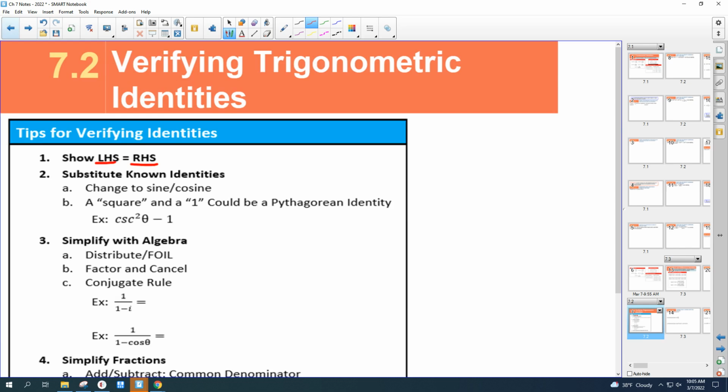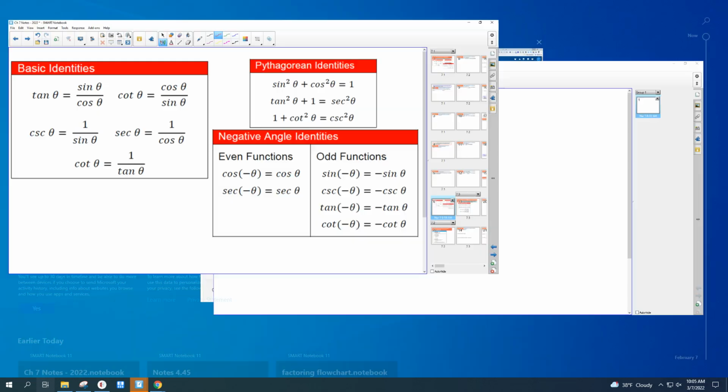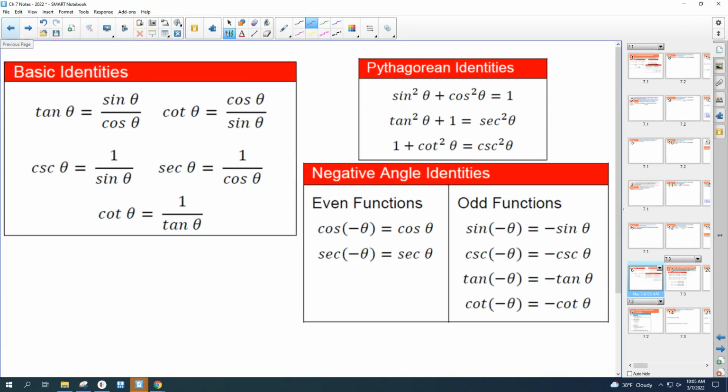We've got a couple of different things that we can try. Number 2 there says substitute known identities. We use these all the time. Part A says change everything to sine and cosine, and you should know these identities from earlier in the notes. And you've got these basic identities. You should probably have these identities memorized in this box anyway.